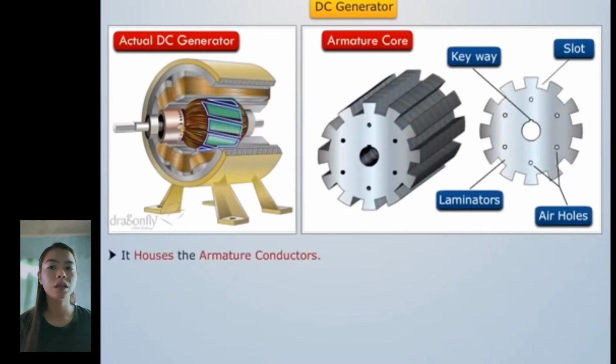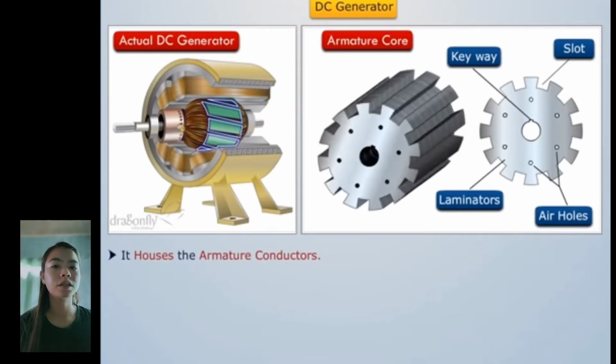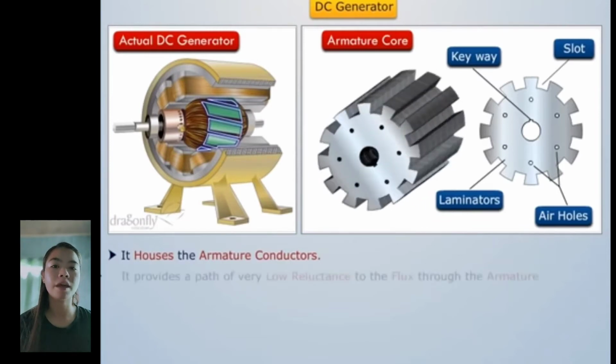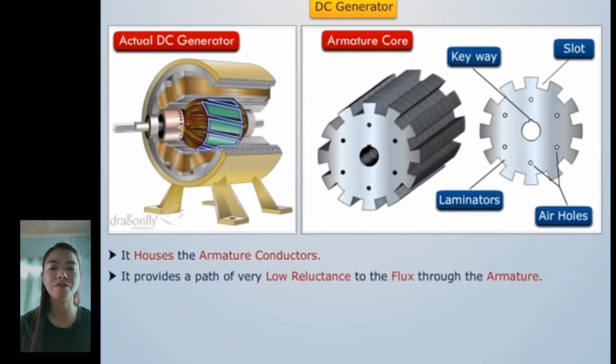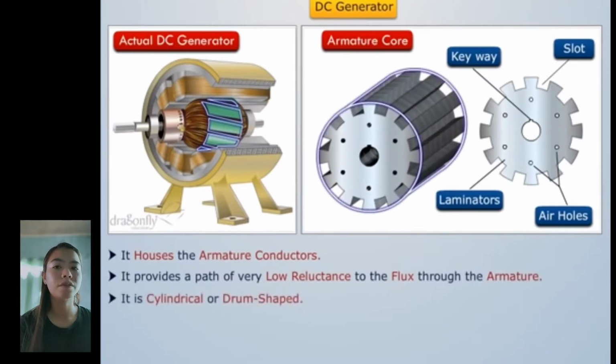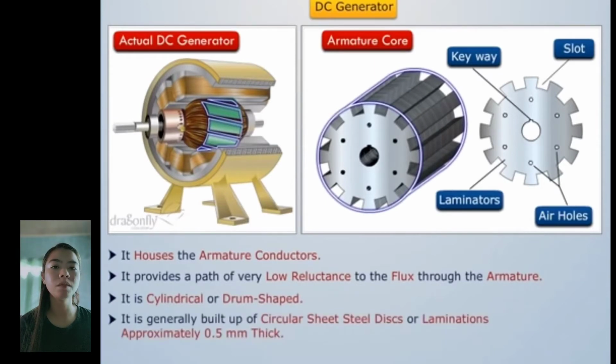Armature core. It houses the armature conductors or coils and causes them to rotate and cut the magnetic field, dahil sa EMF is induced in it. It provides a path of very low reluctance to the flux through the armature. It is cylindrical or drum shaped. It is generally built up of circular sheet steel discs or laminations with stamping about 0.3 to 0.5 mm thickness.